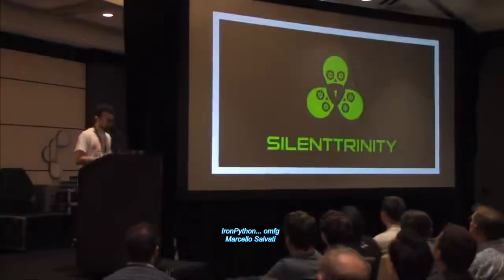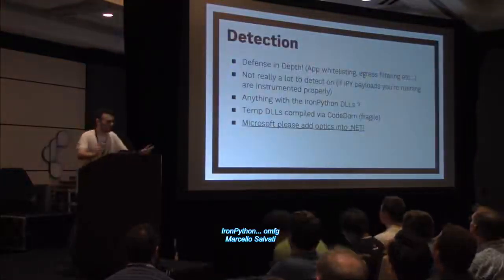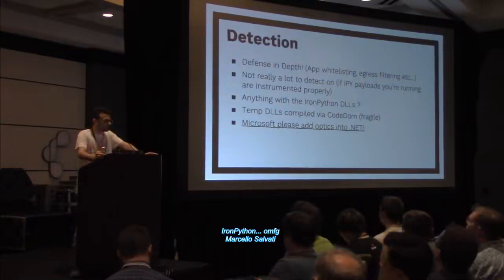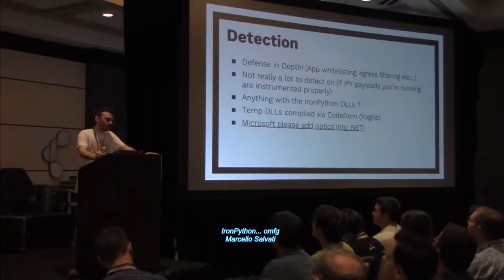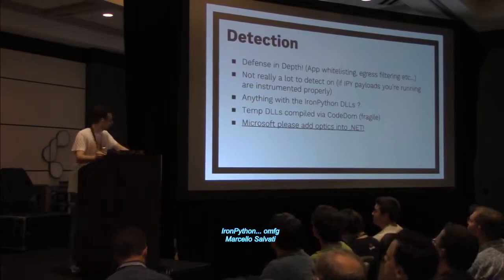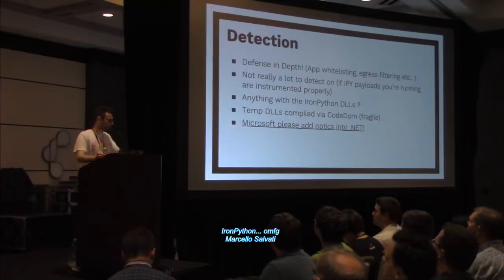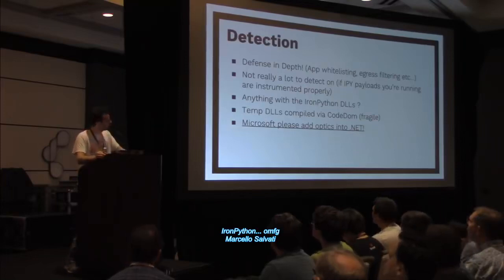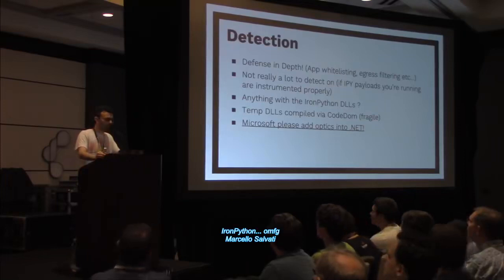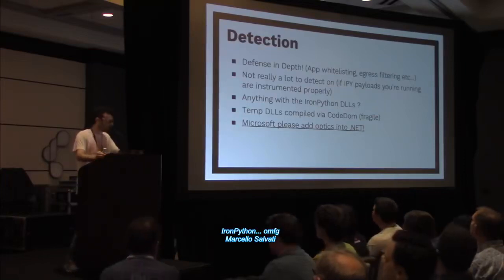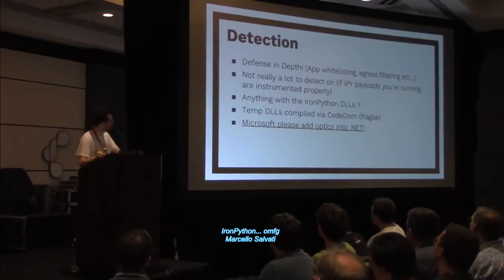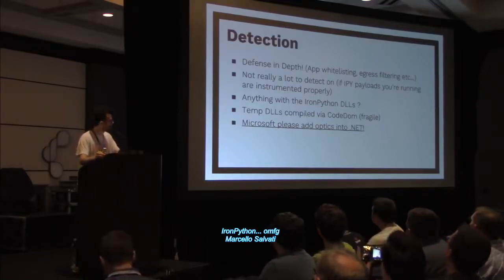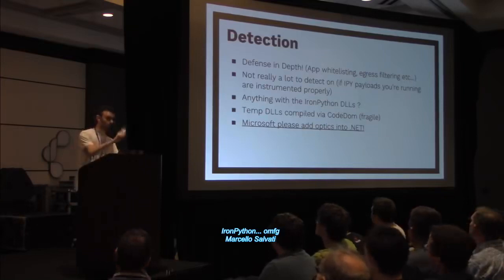Yes. Okay, let's talk about detection real quick. Unfortunately, because there's no optics into the CLR or the DLR, I've run Procmon on this thing, and this is why I want to talk to people here, because maybe more forensics people can find something that I missed. The only real defense against this right now is defense in depth. So have whitelisting, have egress filtering, have an EDR or something like that, and most of those things will make it harder to even execute this in the first place, right? Other than that, there really isn't a lot to detect on.